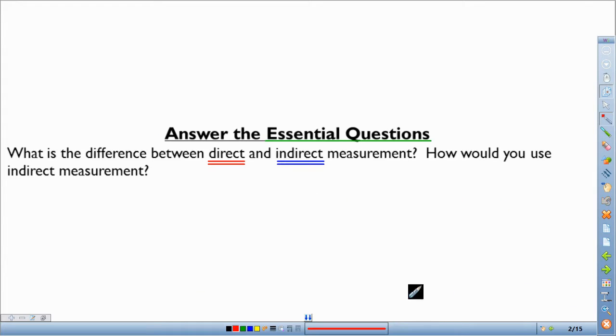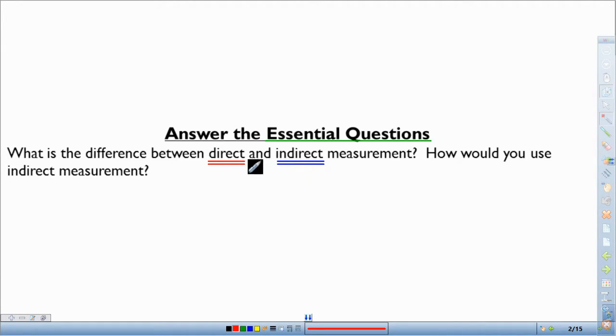The first thing we're going to start with is just a question. You don't need to copy this, but this is just kind of the purpose of this lesson. Here's the question I want you to be able to answer by the end of this. It says, what is the difference between direct and indirect measurement? And how would you use indirect measurement?